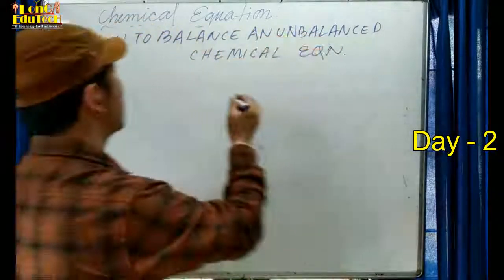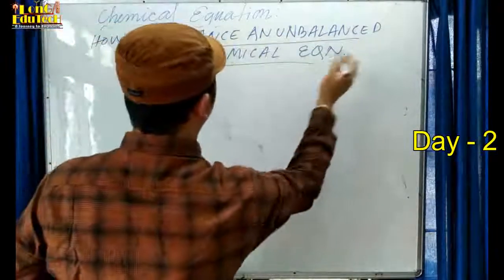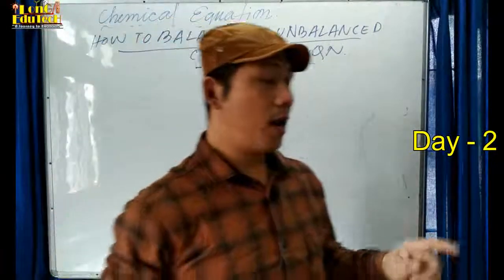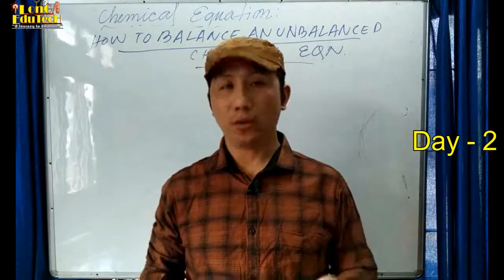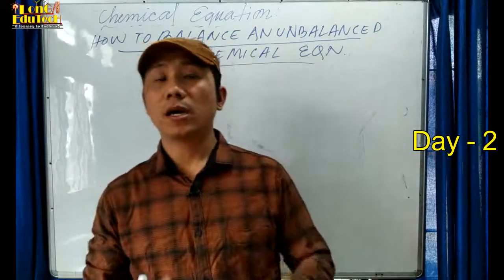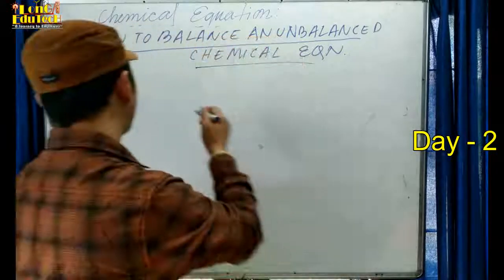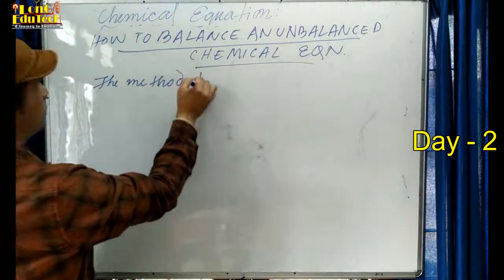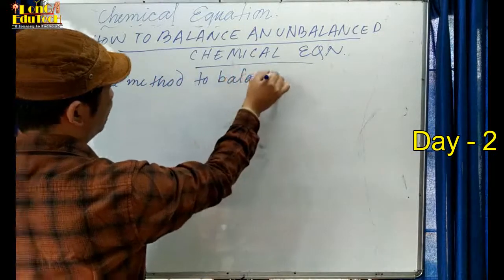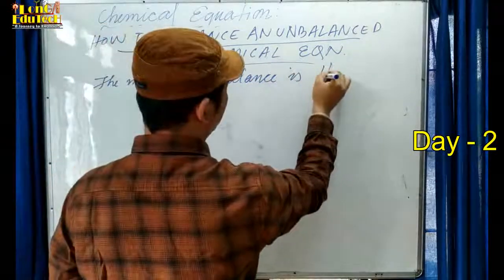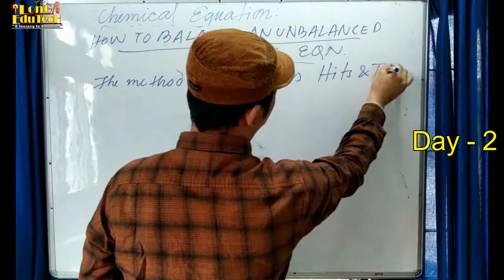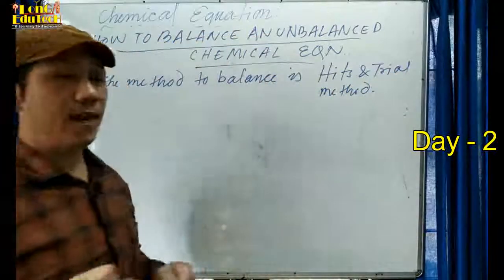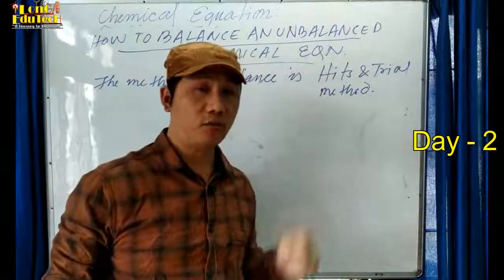Some rules are there that we have to follow. Before knowing this, on what principle are unbalanced chemical equations balanced? By the law of conservation of mass, right? So what method do we use to balance it? The method to balance is the hit and trial method. This is the name of the method by which unbalanced chemical equations can be balanced.